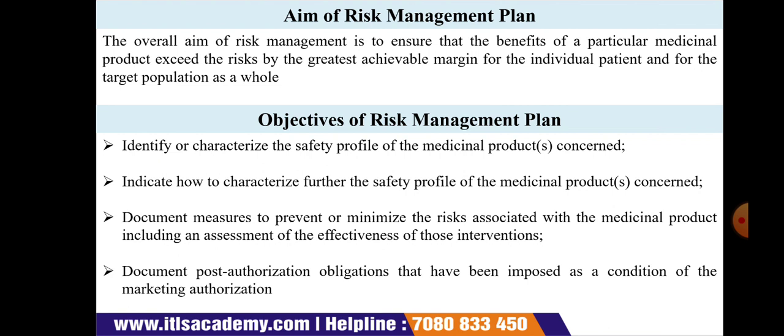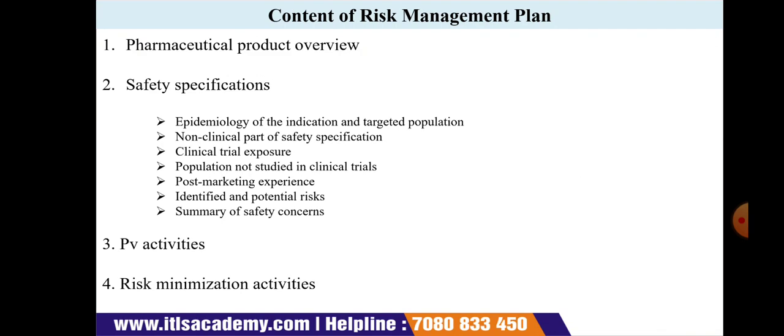And then you must be wondering, what are the objectives of a risk management plan? With which objective has this risk management plan been structured? The objectives are to identify or characterize the safety profile of the pharmaceutical product concerned, indicate how to characterize further the safety profile of the medicinal product concerned, document measures to prevent or minimize the risks associated with the medicinal product including an assessment of the effectiveness of those interventions, and document post-authorization obligations, or you can say post-marketing obligations, that have been imposed as a condition of the marketing authorization.